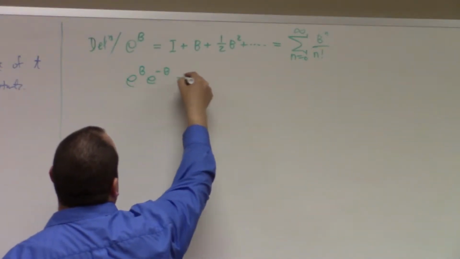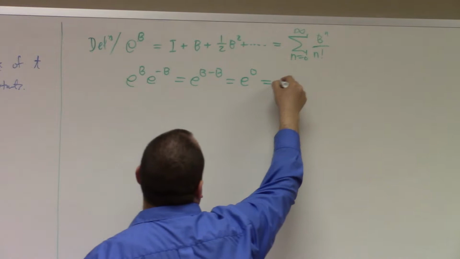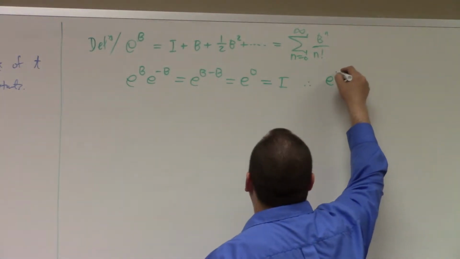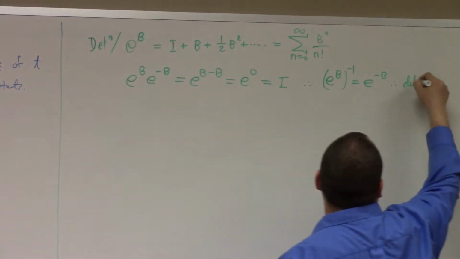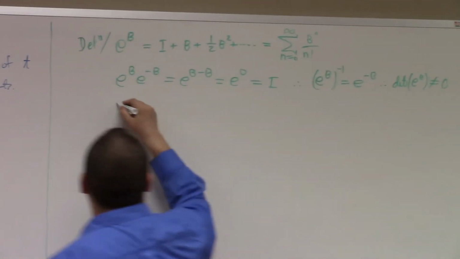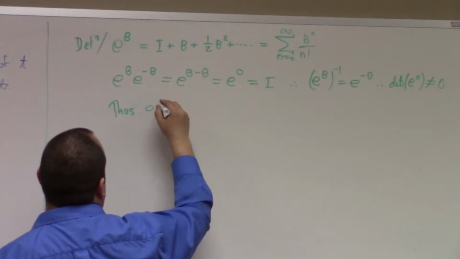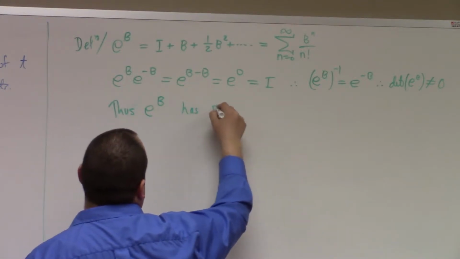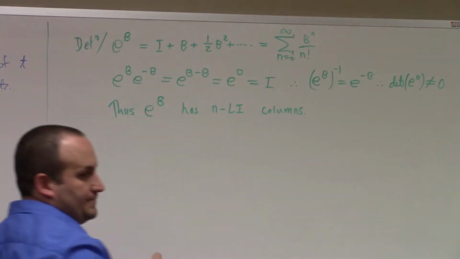Now, of course, there are nice properties for the matrix exponential. In particular, e to the B times e to the minus B is e to the B minus B, which is e to the 0, which, by the way, is I. So therefore, e to the B inverse is just equal to e to the minus B, right? Therefore, the determinant of e to the B is not equal to 0 for all B. Thus, e to the B has n linearly independent columns, which is pretty nice, right?